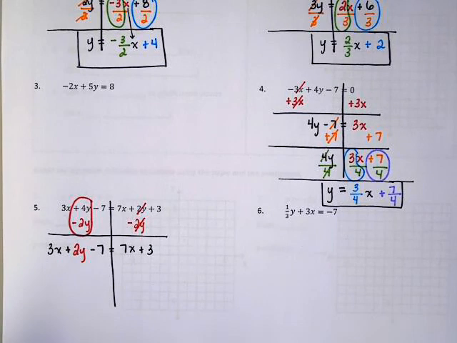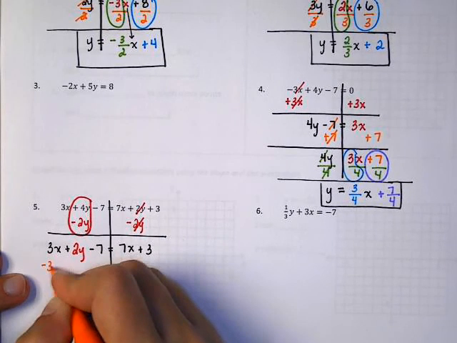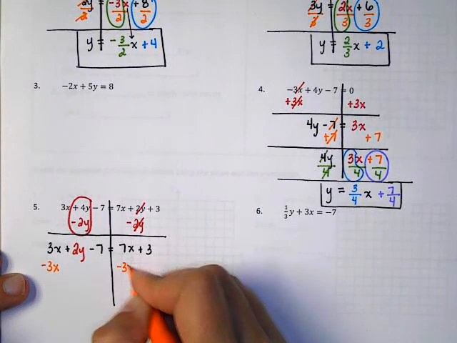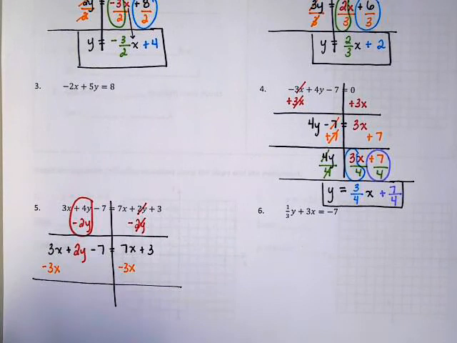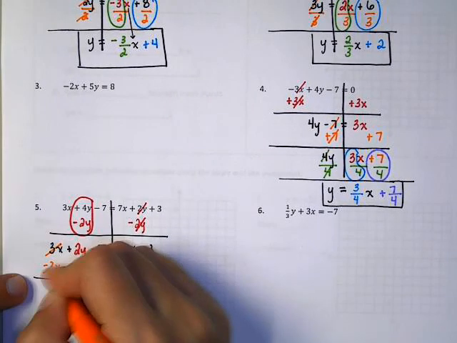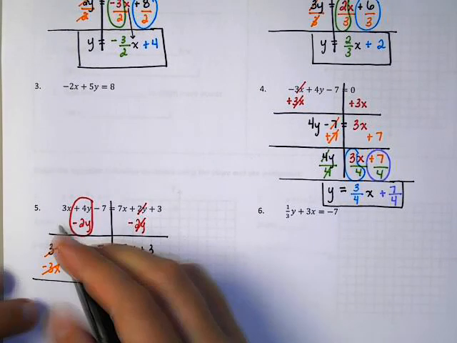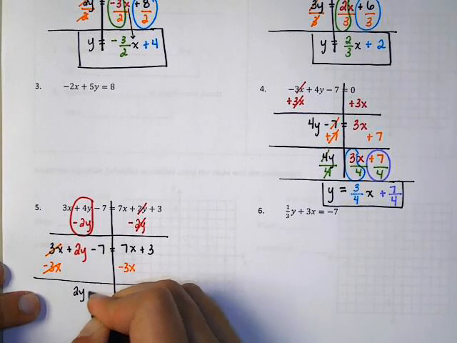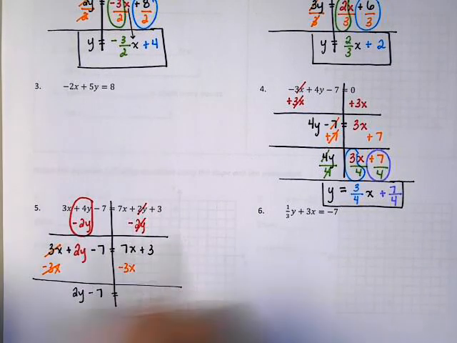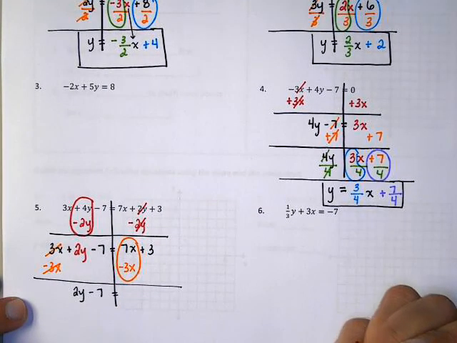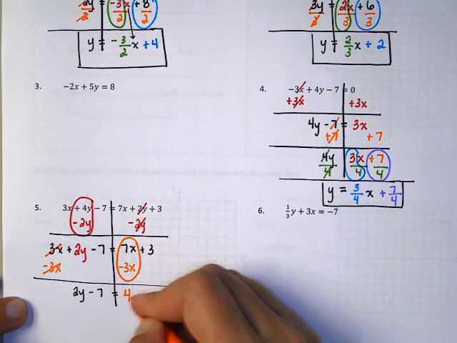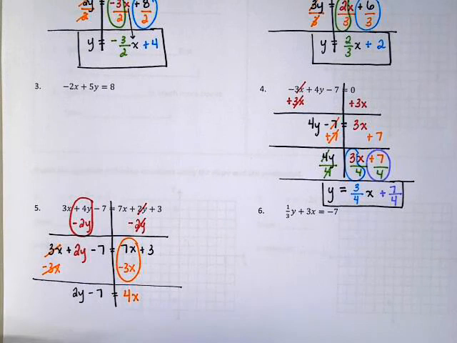Now I need to get all of the x's on one side, away from the y. So it looks like I'm going to need to subtract 3x on both sides. So that means that the 3x's are going to cancel on the left, and I'm just going to drop down the 2y minus 7. On the right side, I can combine the 7x minus the 3x. 7 minus 3 is 4, so I have 4x, and I'm going to drop down the 3.